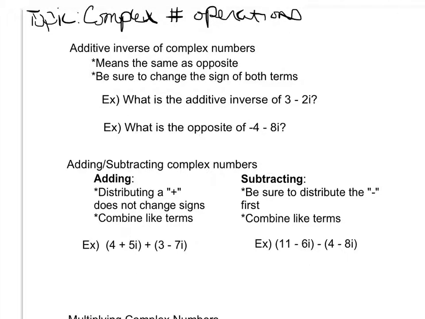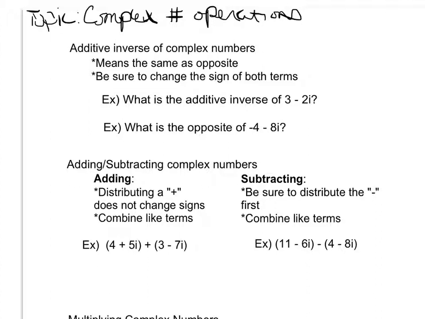Okay, so now let's talk about some of our basic number operations involving complex numbers. First thing we'll talk about is the additive inverse of a complex number. One thing to be aware of is that additive inverse means the same thing as opposite. When we are taking the additive inverse or the opposite, we need to make sure that we change the sign of both of our terms, because again, that complex number is going to be a plus bi or a minus bi.